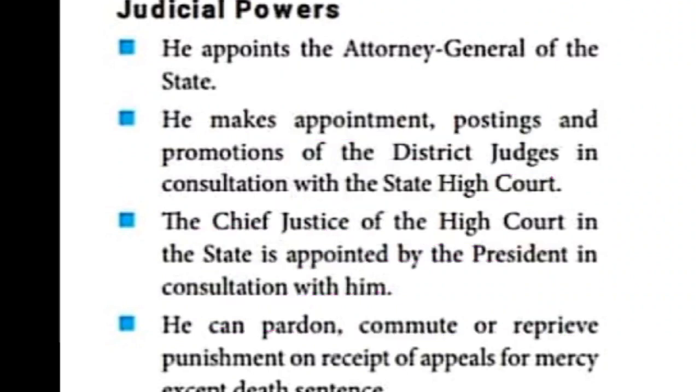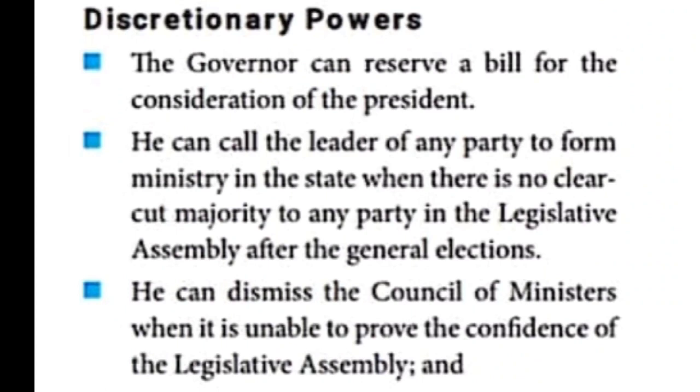Yes, the next, which power in the sense, children? Discretionary power. Discretionary powers of the governor. The governor can reserve a bill. He can reserve a bill for the consideration of the president. What does reserve mean? Stop. S-T-O-P. He can stop the bill for the consideration of the president. That's the thing. The next, what is given in the sense? After the general election.